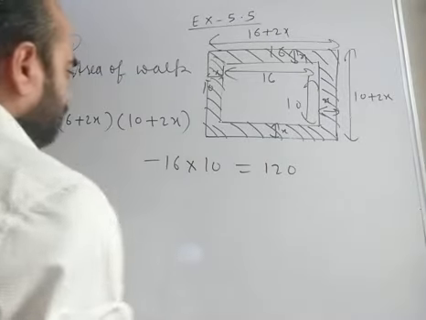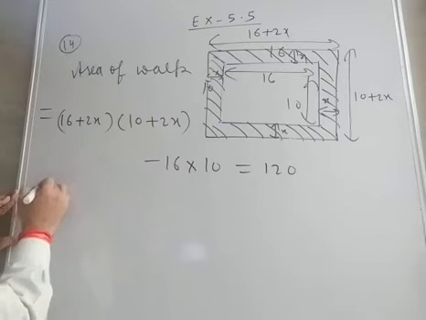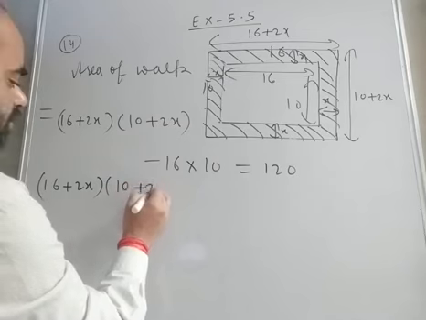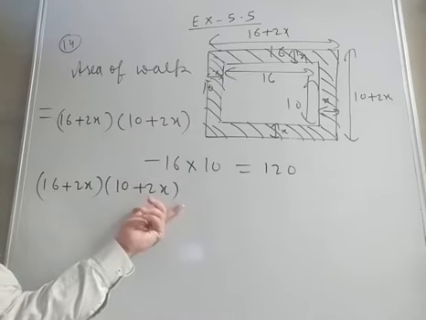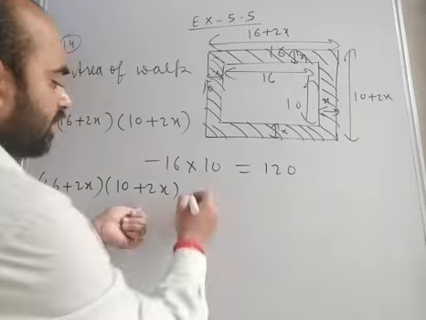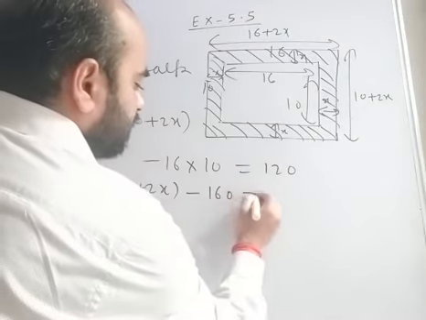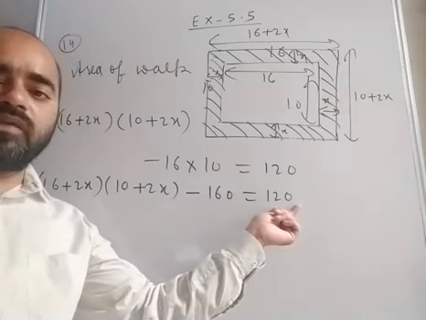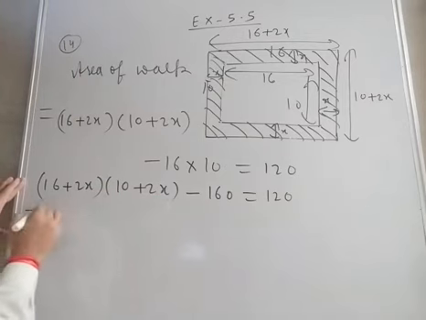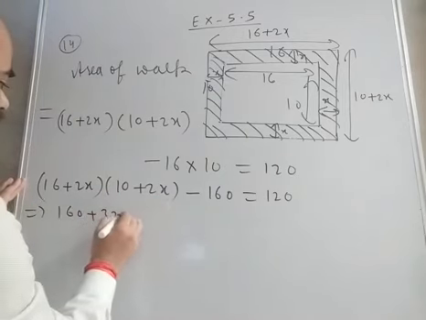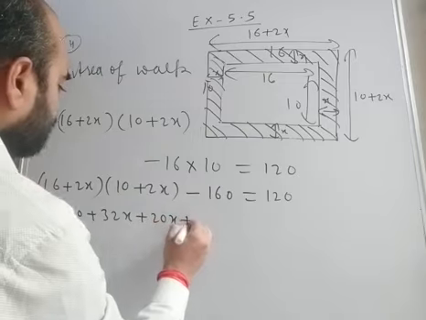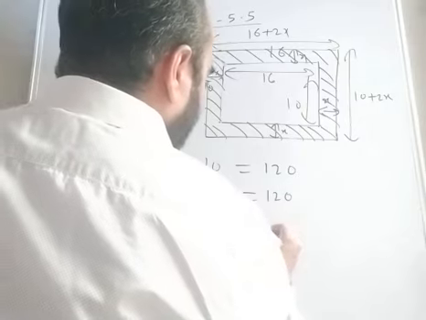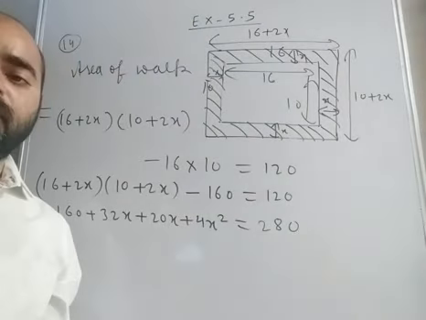Understood? Clear? Area of bigger rectangle is (16 + 2x)(10 + 2x), capital L into capital B, length into breadth for bigger rectangle, minus 16 into 10, that is 160, is equal to 120. This is area of a smaller rectangle, and area of the walk is given 120. Now multiply, this will become 160 + 32x + 20x + 4x² minus 160, transpose, this will be 280. Correct?